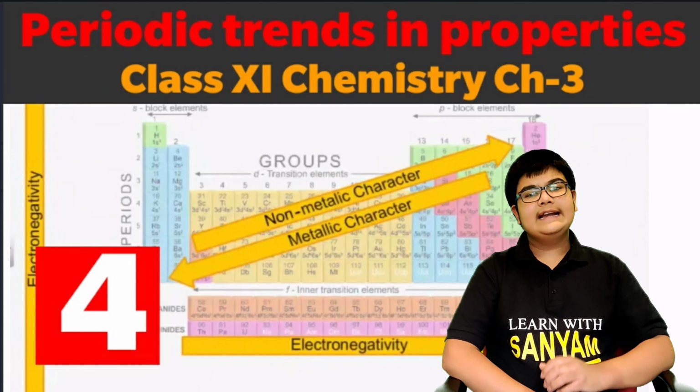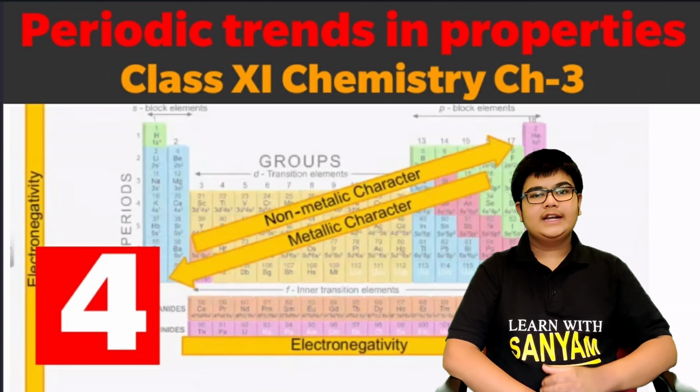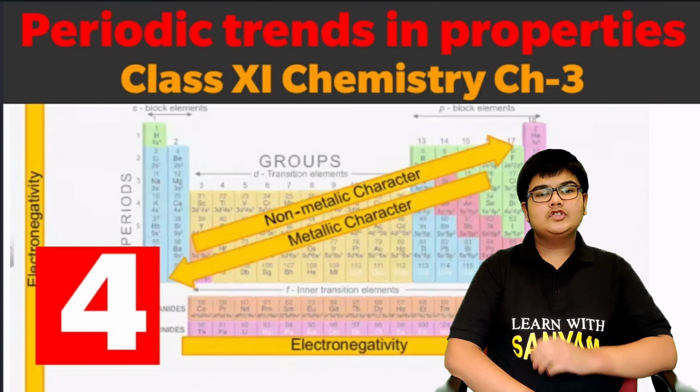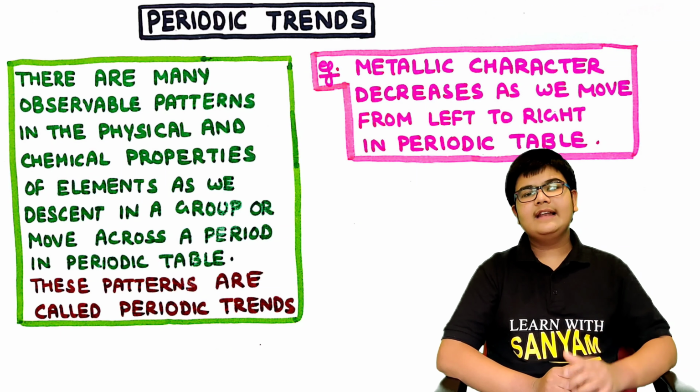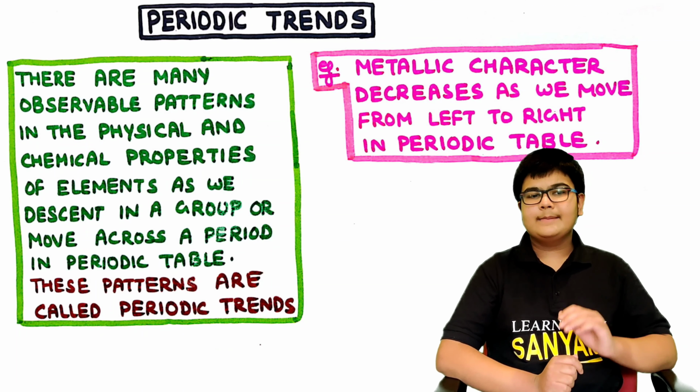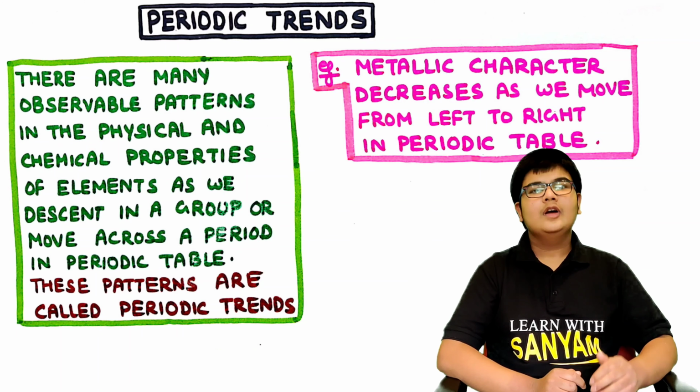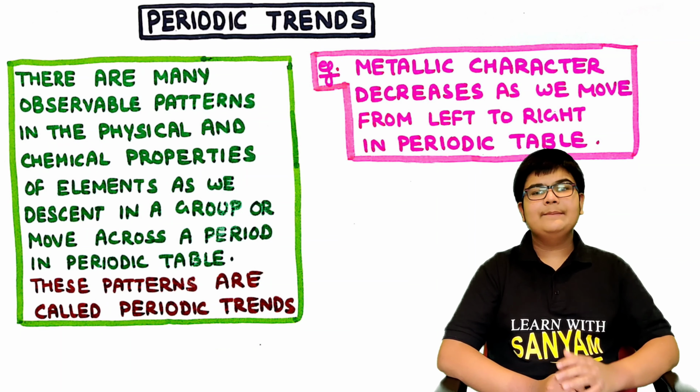First of all, let's understand what periodic trends are. There are many observable patterns in the physical and chemical properties of elements as we descend in a group or move across a period in the periodic table.